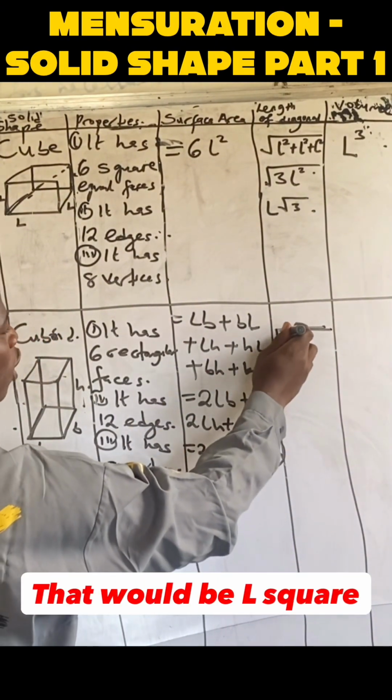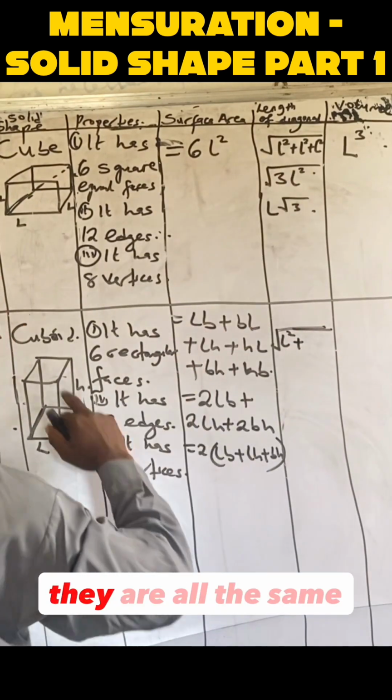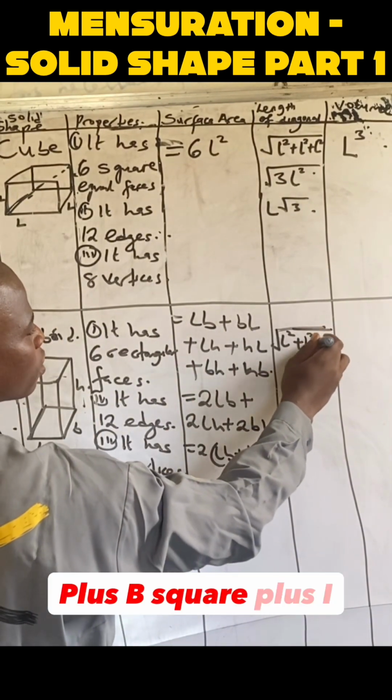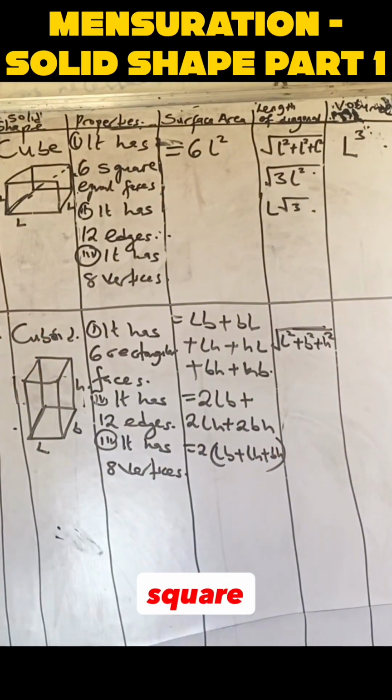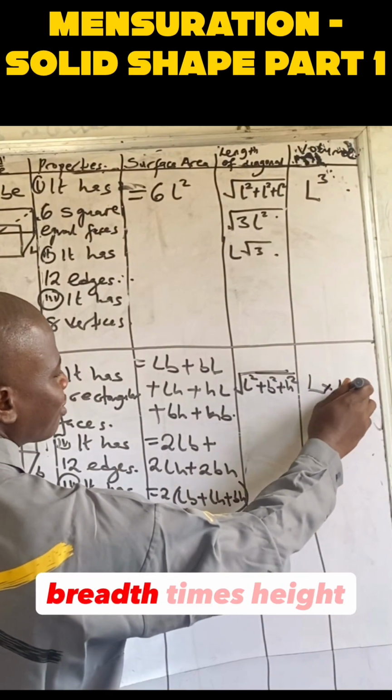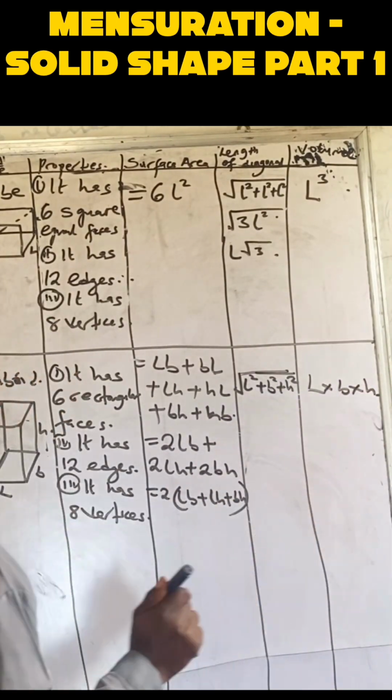That will be L square. This one is LLM because they are all the same. But here, there are different alphabets. Plus B square plus H square. That is the formula. While the other one for the volume is length times breadth times height.